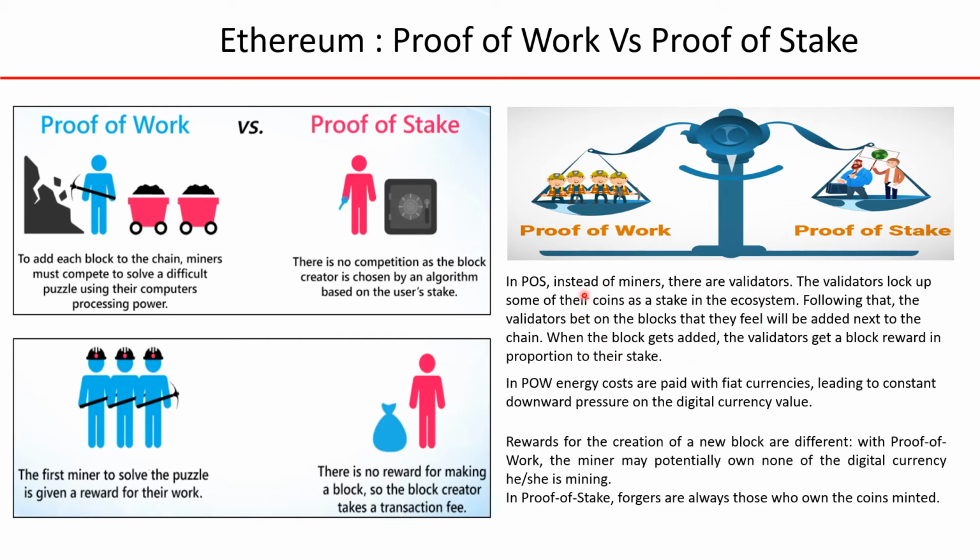So the rewards for creating a new block are different. This is a major difference. We are creating blocks in both, but the rewards for creating them are different. With proof of work, the miner may potentially own none of the digital currency he or she is mining, but in proof of stake, the forgers are always those who own the coins. So in this case, the cryptocurrency will be stable. People are trusting that currency and they are staking it. That is why they are getting the reward.